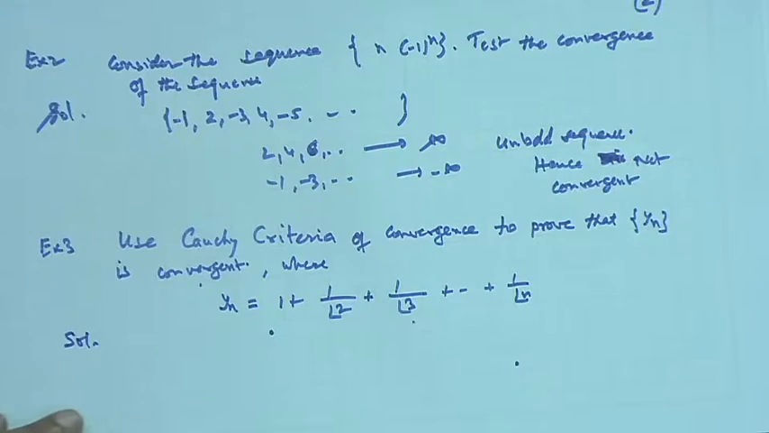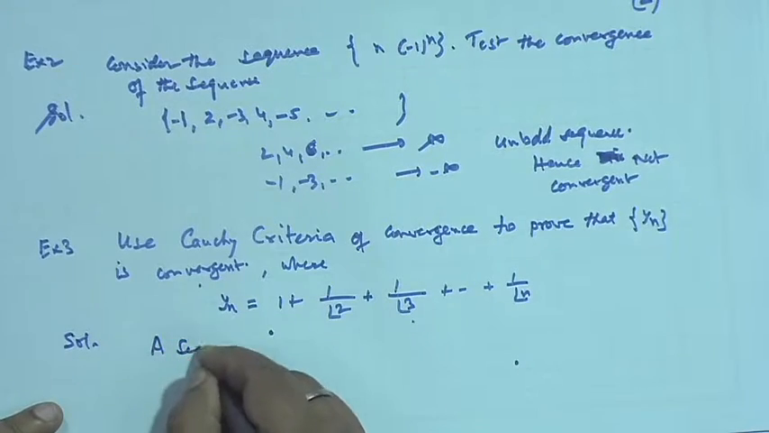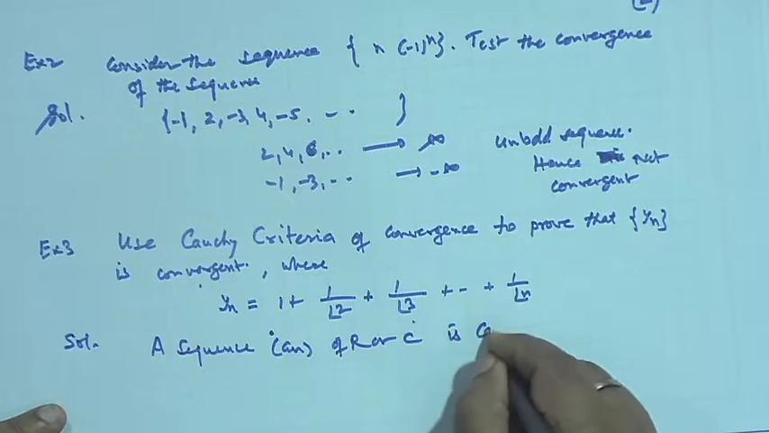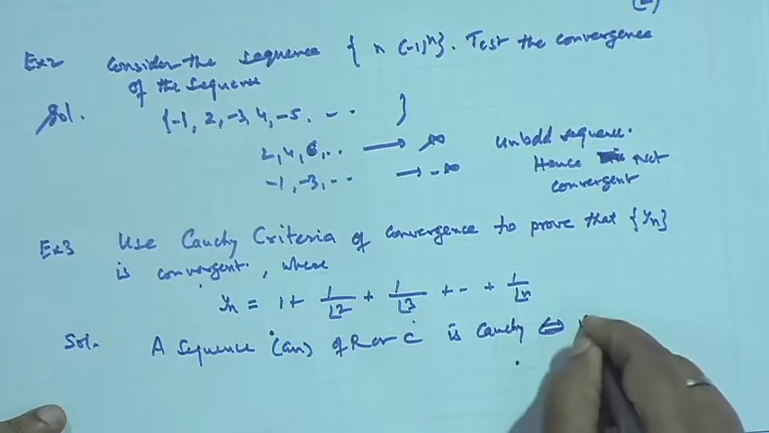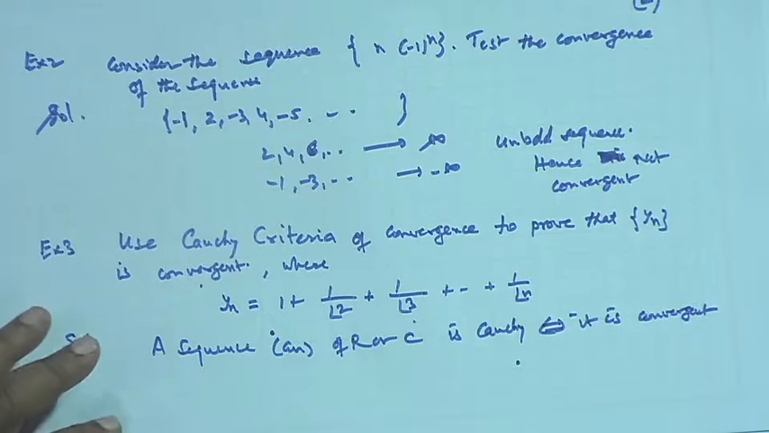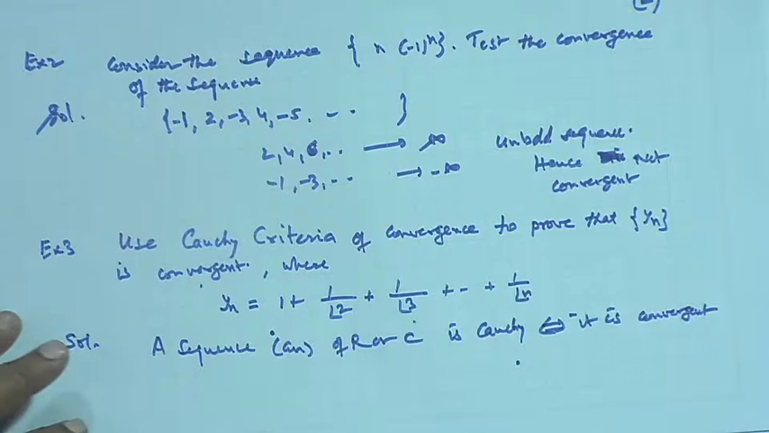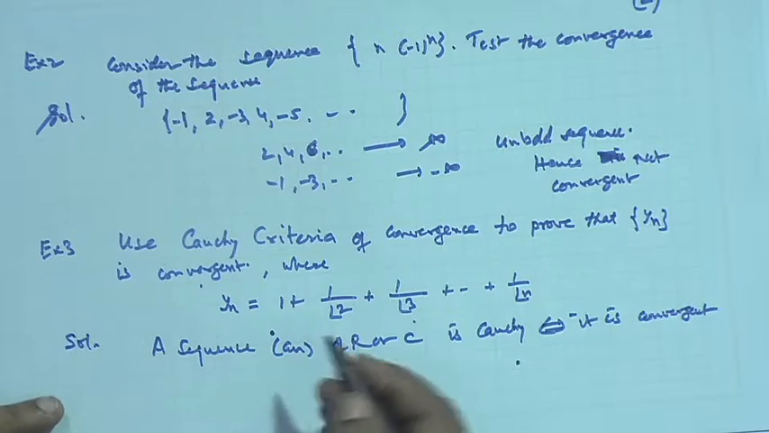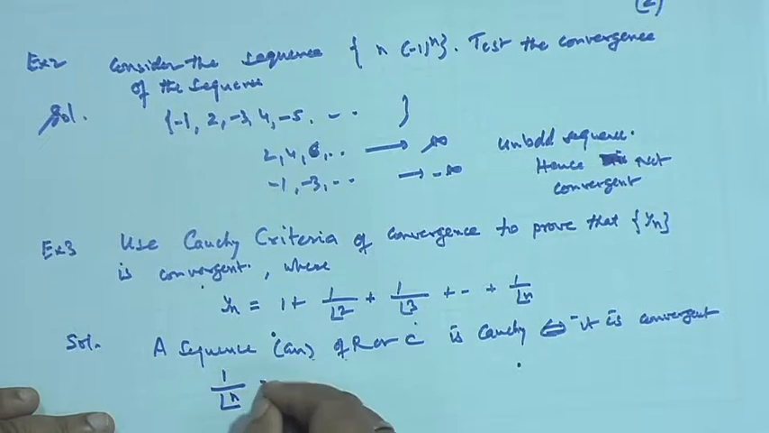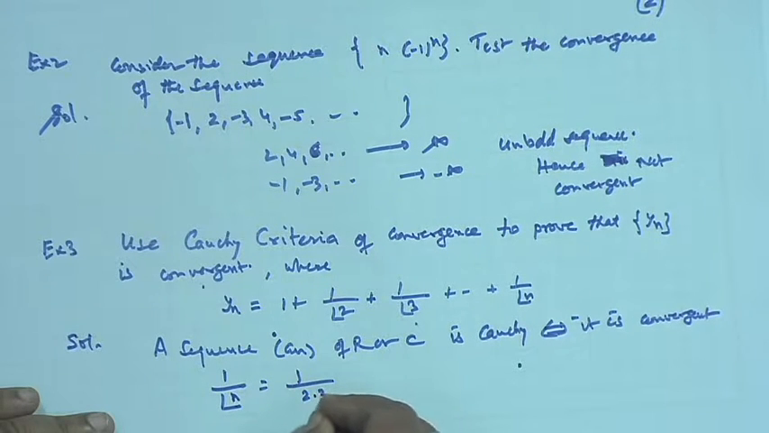So, what is the criterion of convergence? The Cauchy convergence criterion means every Cauchy sequence of real or complex numbers is convergent, or a sequence an of real or complex numbers is Cauchy if and only if it is convergent. We will use this result to prove that it is a Cauchy sequence, hence convergent. Now let us see, first, factorial n is basically 2, 3 up to n.